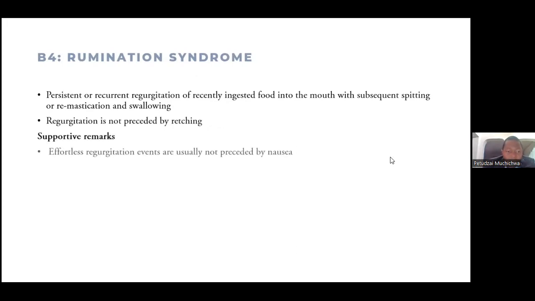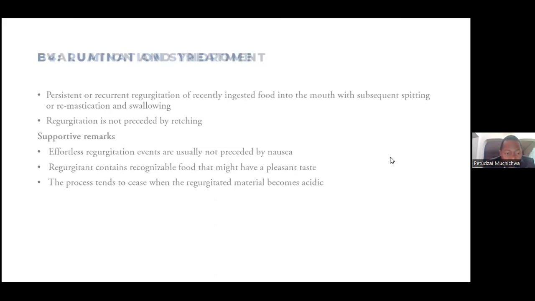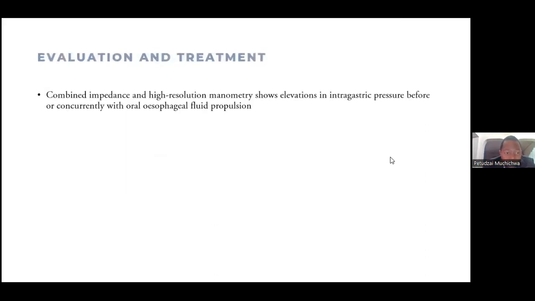Supportive information that may help in supporting the diagnosis of rumination syndrome is effortless regurgitation. Events are usually not preceded by nausea. Regurgitation often contains food that is recognizable and often has a pleasant taste. Once the taste becomes more acidic or unpleasant, regurgitation tends to subside.